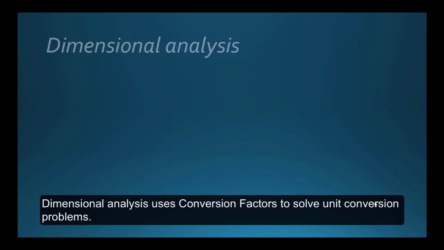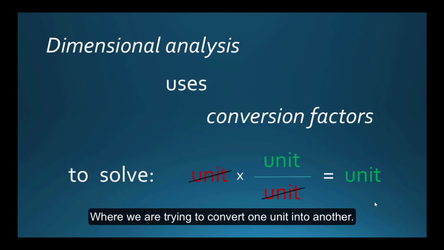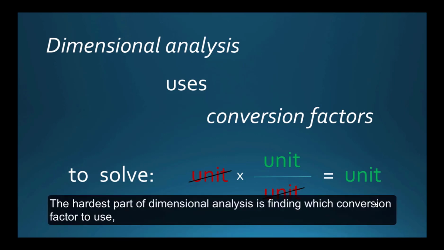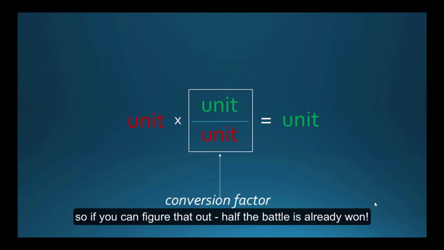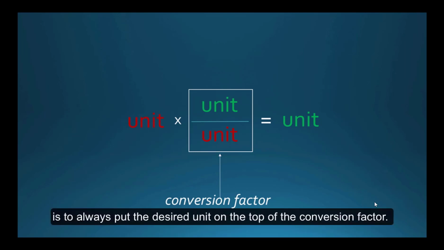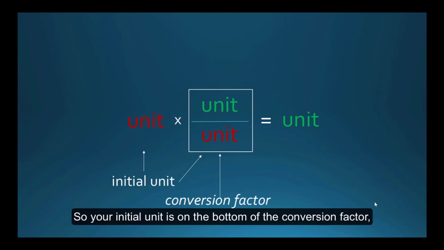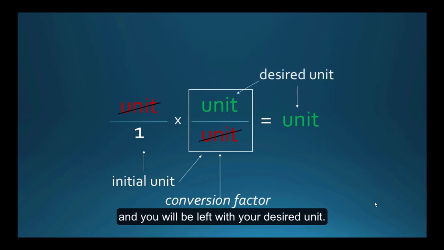Dimensional analysis uses conversion factors to solve unit conversion problems, where we are trying to convert one unit into another. The hardest part of dimensional analysis is finding which conversion factor to use. So if you can figure that out, half the battle is already won. Another rule of dimensional analysis is to always put the desired unit on top of the conversion factor. So your initial unit is on the bottom of the conversion factor, and your desired unit is on the top. Then your initial unit will cancel, and you will be left with your desired unit.